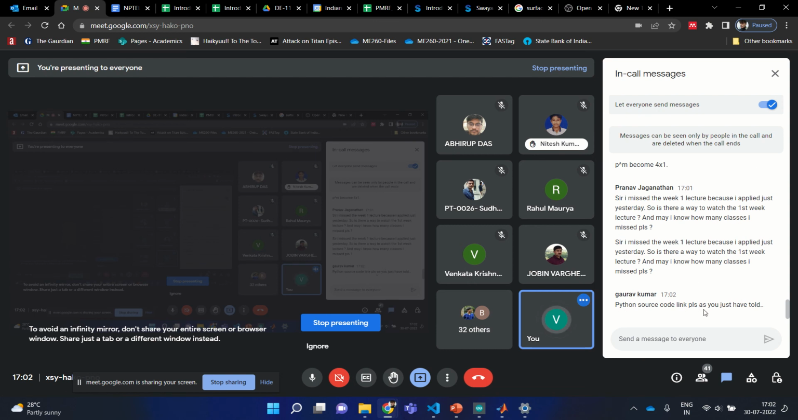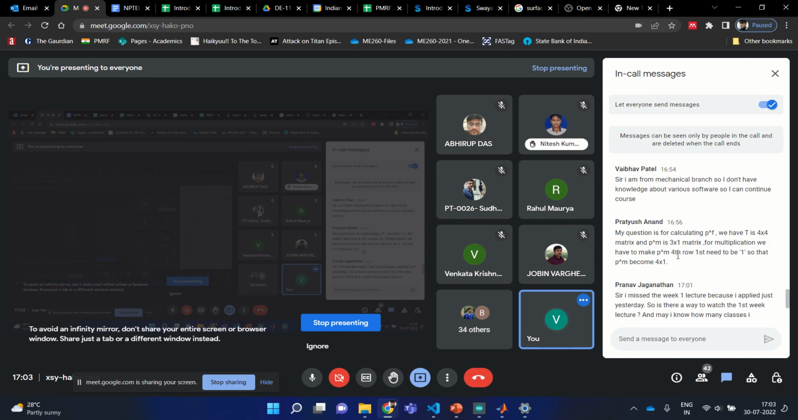Python source code link, please, as you have told. I have not made the Python code yet, so I'll be sharing the code and the folder link, so you can find both MATLAB and Python source code for this simple problem. I'll make it and send it to you. Mostly by today or tomorrow. I'm not sure, actually, these links are shared by NPTEL themselves. I'll not be taking care of sending these links to you.